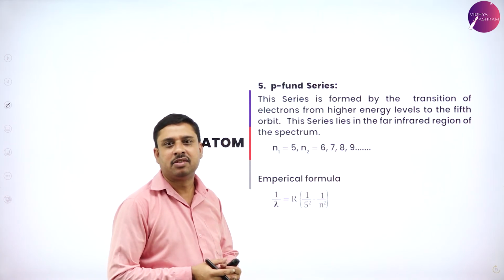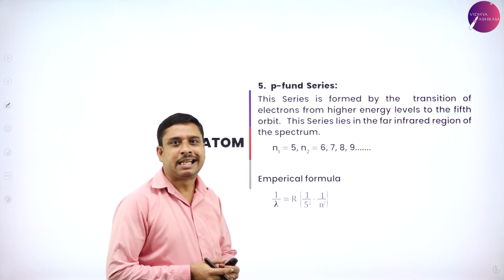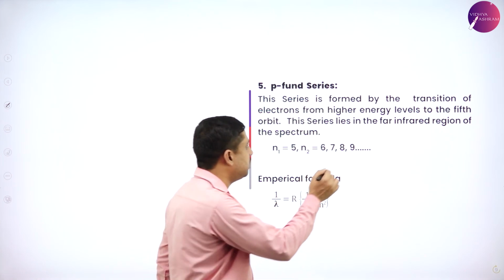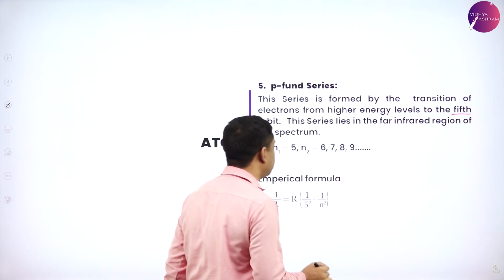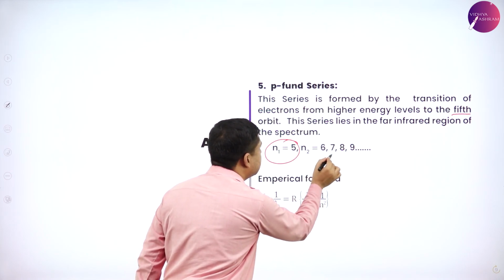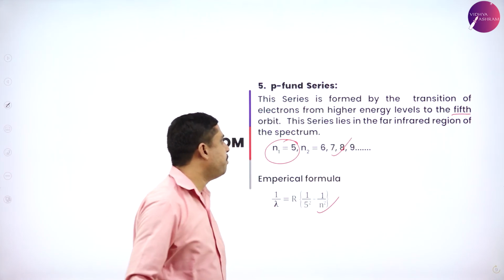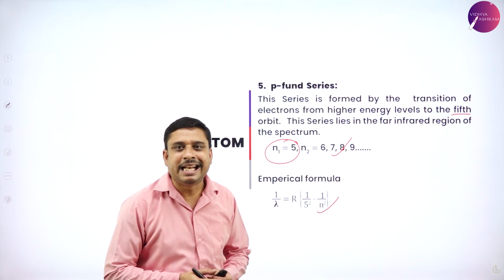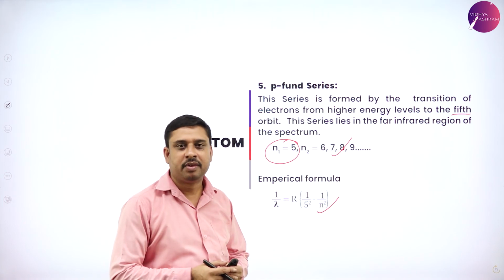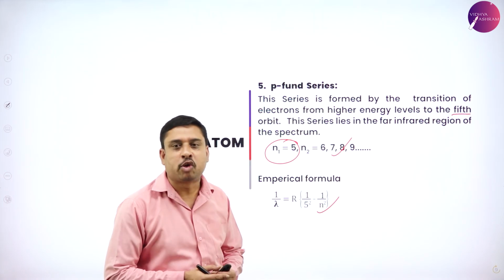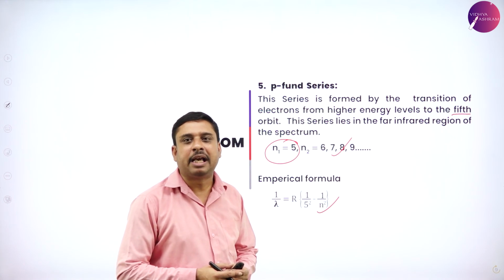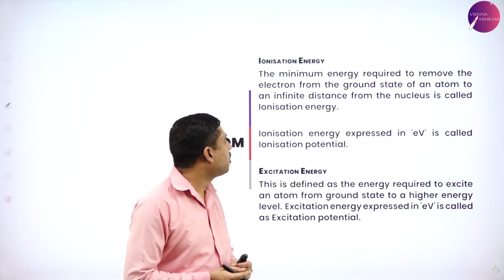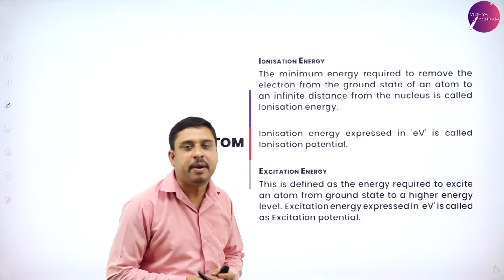Pfund series is formed due to the transition of electrons from higher energy levels to the fifth orbit. N1 is 5, N2 is 6, 7, 8 and the empirical formula. So my dear students, we have discussed in detail the hydrogen spectrum, the 5 series of the hydrogen spectrum, and their empirical formulas.